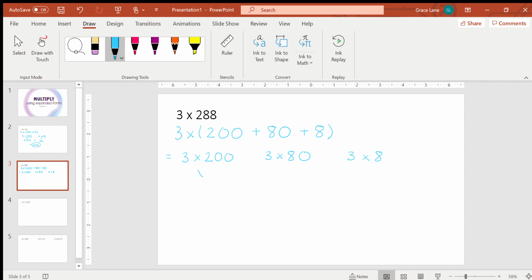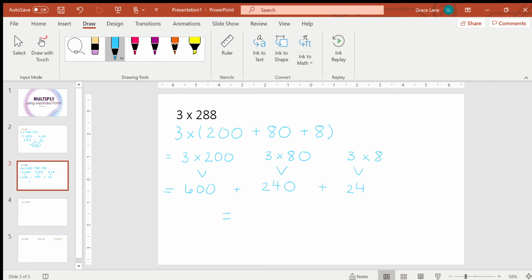So 3 times 200, I know that 3 times 2 is 6. Since I'm talking about the hundreds place, I have my 2 extra zeros. 3 times 80, 3 times 8 is 24. Add an extra 0, it becomes 240. And then 3 times 8 again is just 24. Now, if you add all of these up, we should find 3 times 288.